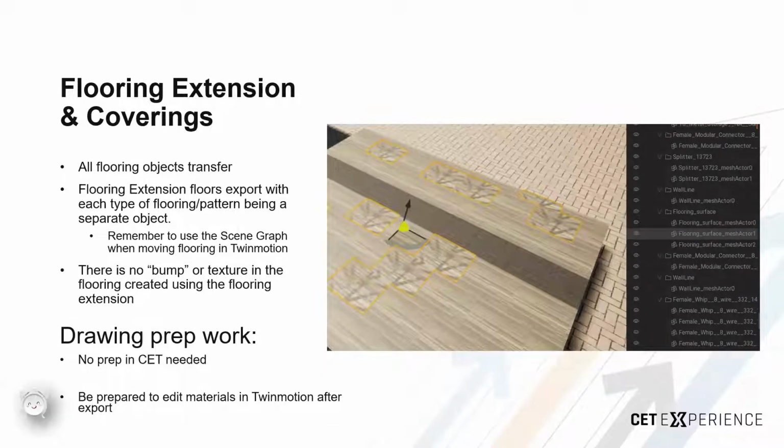All right, so flooring. All flooring objects transfer, whether they are from the flooring extension or the coverings that are part of that architectural extension. The flooring extension exports each type of flooring or pattern as being a separate object. So it can be a little bit tricky if you're making adjustments in Twinmotion. I'd suggest you use that scene graph to select the entire flooring object so it moves all together, and then you're not left trying to perfectly realign all the objects.